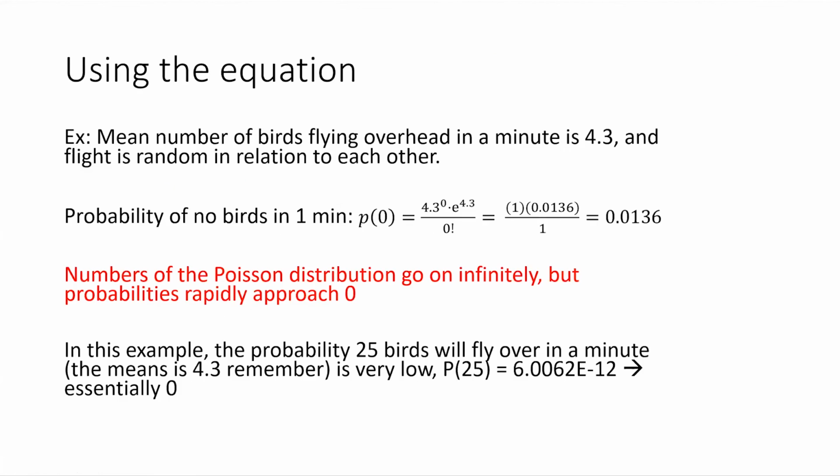So using this equation, again, is very similar to binomial. The mean number of birds flying overhead in a minute is 4.3, and flight is random in relation to each other. Therefore, the probability of no birds in 1 minute, P of 0, is equal to the mean raised to the number of birds flying overhead times Euler's number raised to the negative mean, divided by 0 factorial. And just so everyone knows, 0 factorial is 1. It's kind of a weird math thing, but it is. So the probability we find is then equal to 0.0136.